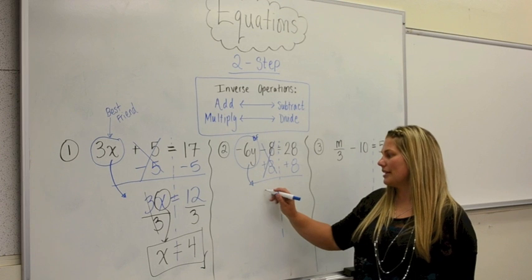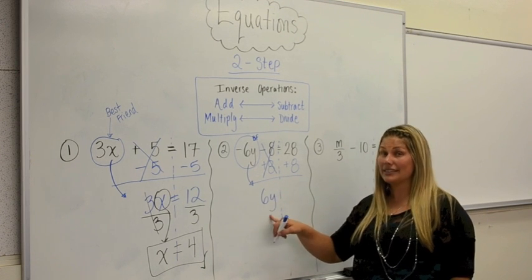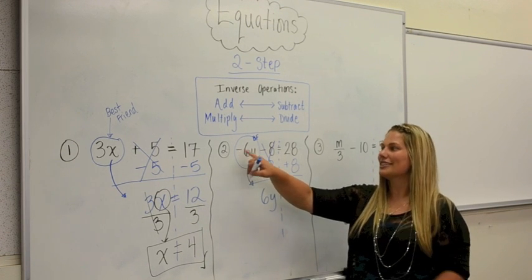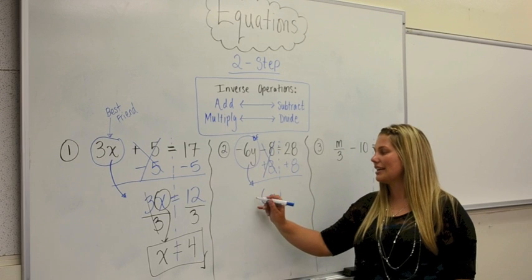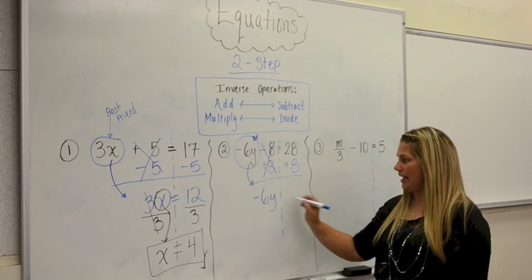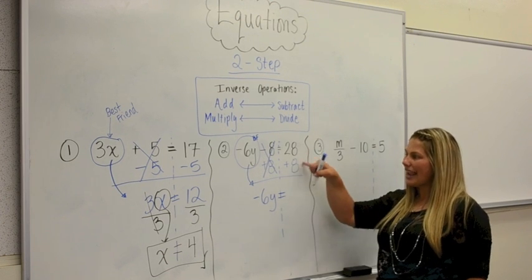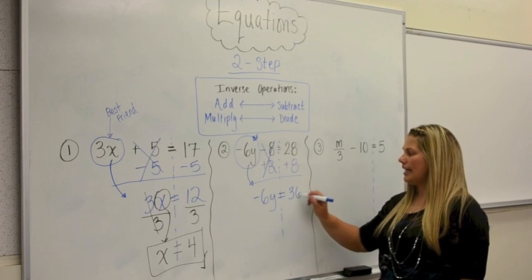Make sure we bring down, it's not just 6y. What do we have right there? That's why I always circle it, to make sure I remember it's actually negative 6y. On the line is where I put my equal sign, and 28 plus 8, I get 36.